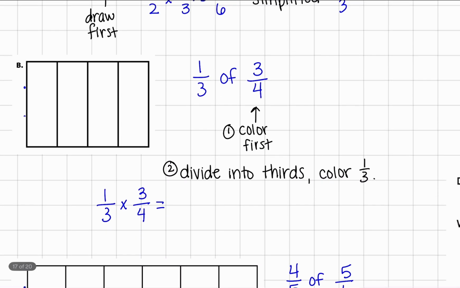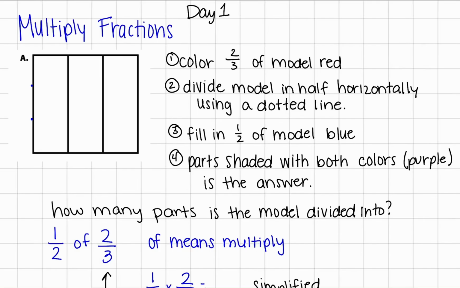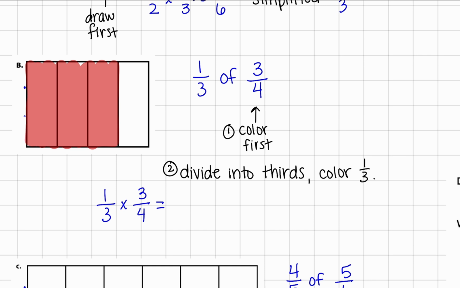So let's look at B. Okay, so we're going to color 1/3 of 3/4. So to color first, we'll color the second fraction first, so 3/4. So I'm going to color 3/4 red. So 1, 2, 3, right? So my first fraction that I'm coloring is 3/4. Okay, that's this one.